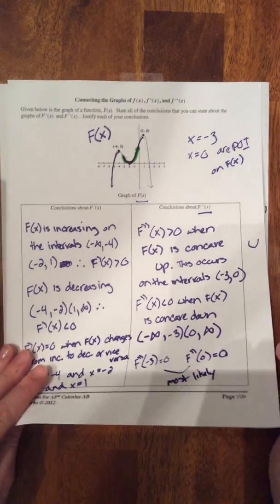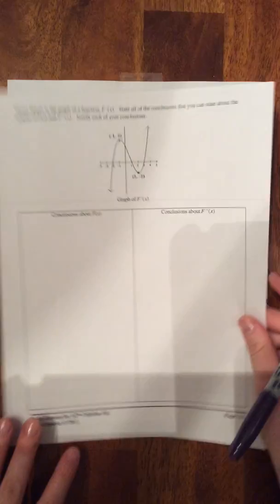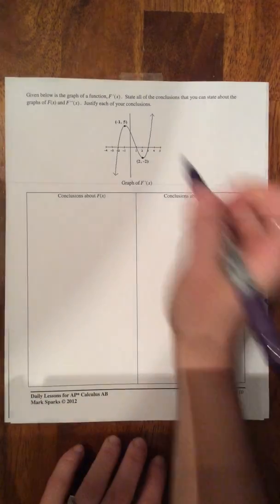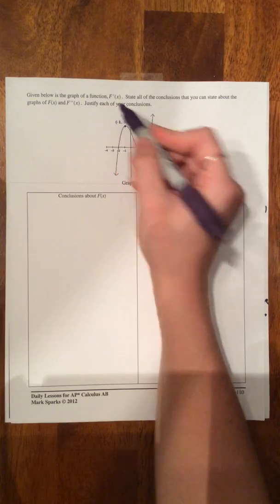And in this case, it would be. Okay, so that was on page 109. So next one, we're going to go to 110. And I can see this graph looks a little bit different. But this one says, given below, the graph is the function of f prime.